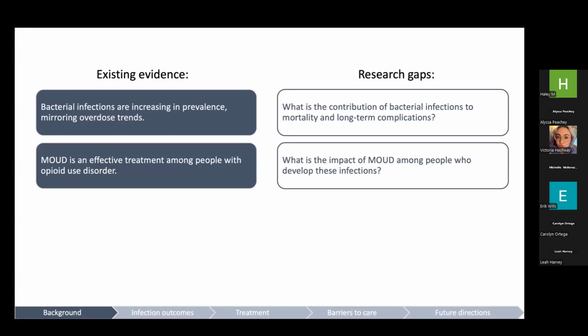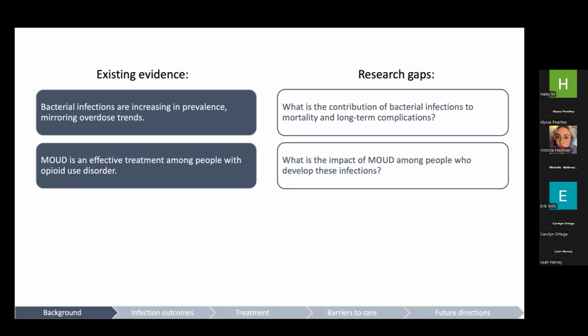We also know that medications for opioid use disorder, or MOUD, are effective treatments for people with opioid use disorder. But specifically when we're thinking about people who go on to develop these acute bacterial infections, we know that they might require different sorts of care in the hospital that might mean that they don't necessarily get initiated onto treatments or have the same opportunities as someone who is directly in the hospital for something like overdose.